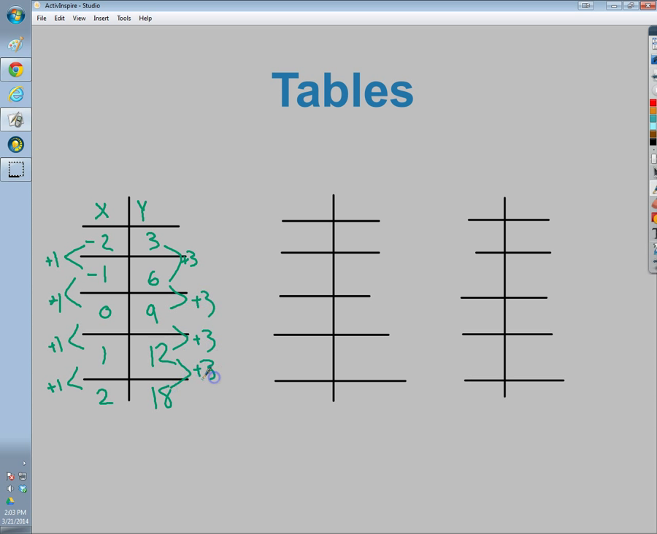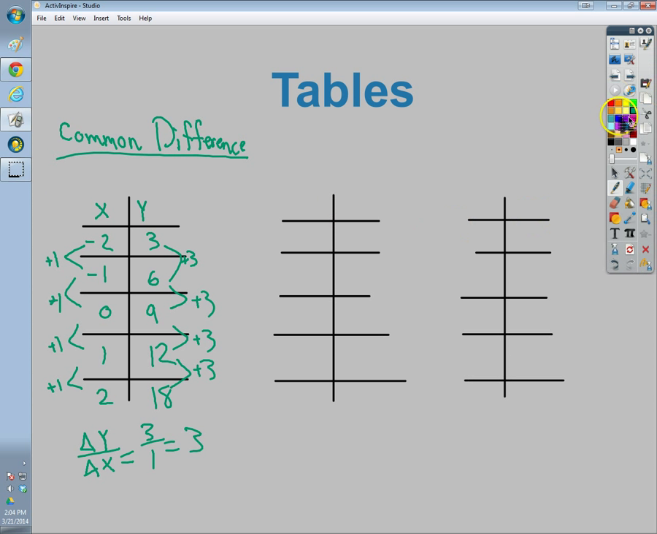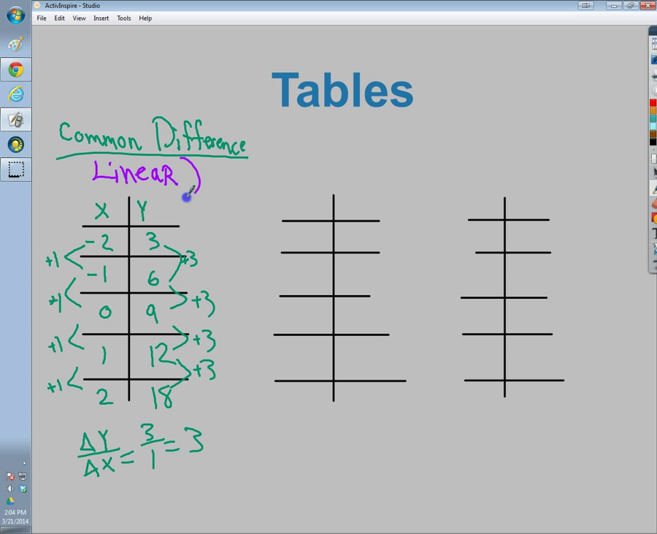To get a real look at the total overall change, I need to look at the change in y. That little triangle means change. And then the change in x. And if it's always the same like it is here, it has a change of 3. I might say that this has a common difference. Anytime you have a common difference, it's going up or down by the same amount every single time, you can know that this is a linear equation. So anytime you have the same amount each time, it means you have a linear equation.